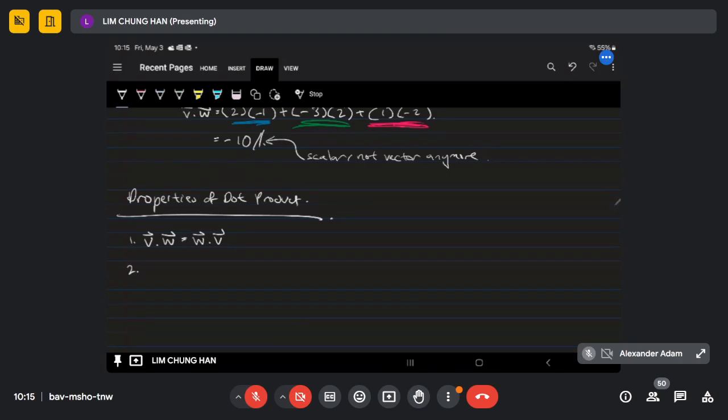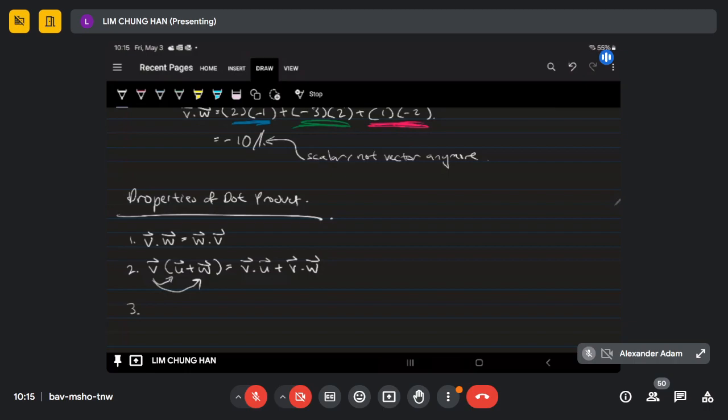The second rule is if I have two vectors, vector u plus vector w, and then the whole thing multiplied by vector v, it's the same as vector v dot product with vector u plus vector v dot product with vector w. So you can see how that happens. This times that, and that times that, and then you add the two together.